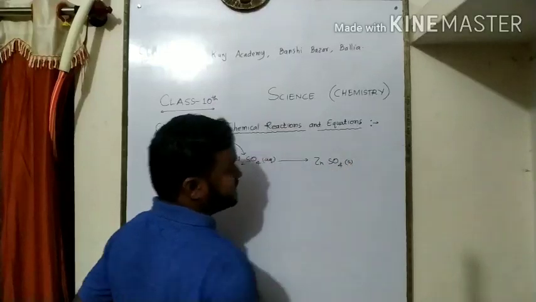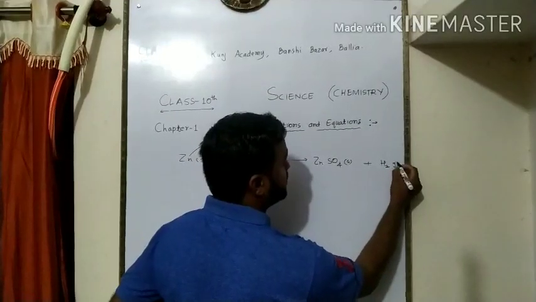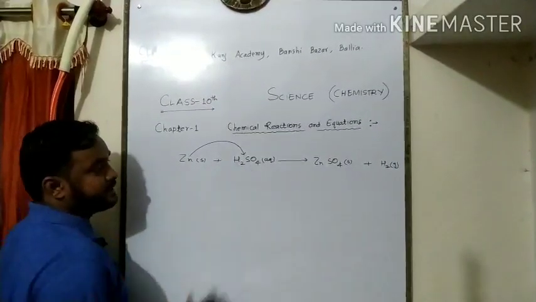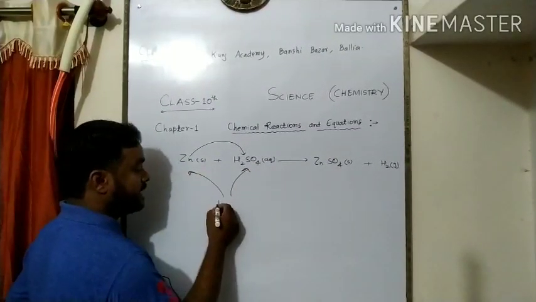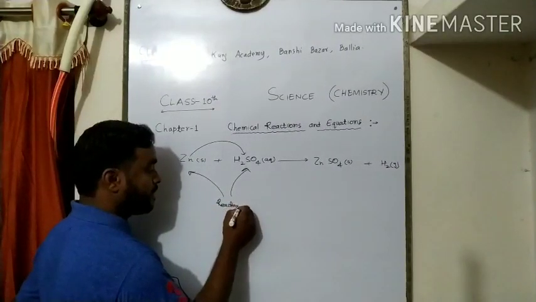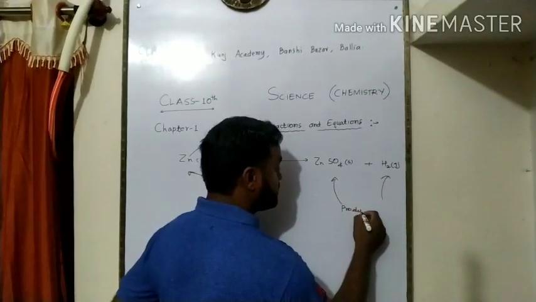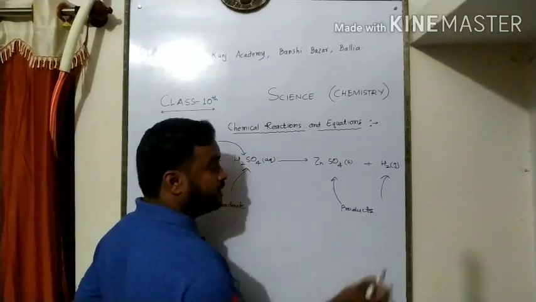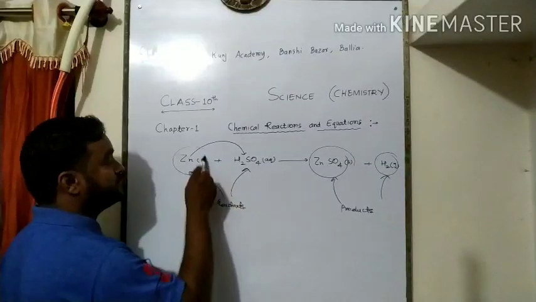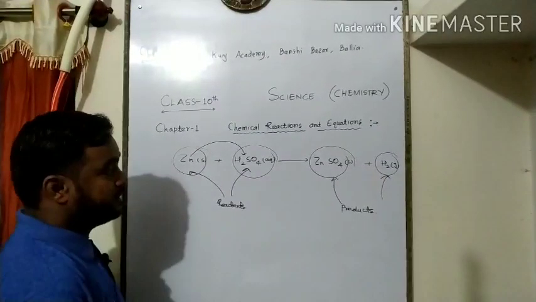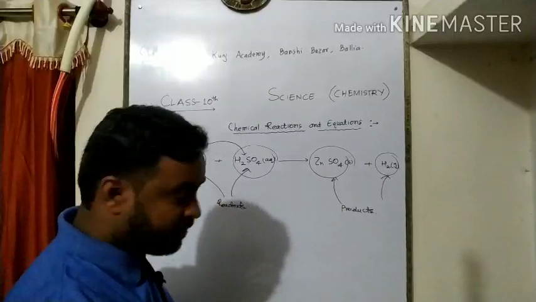ZnSO4, this is zinc sulfate, will be formed, and another one, hydrogen gas, will be evolved. Now see, in this set of chemical reaction, the reactants are these two. And these two are your products. One more thing: the properties of zinc sulfate and hydrogen are different from the properties of zinc and sulfuric acid. So this is another example of a chemical reaction. Let us take another example from your book.